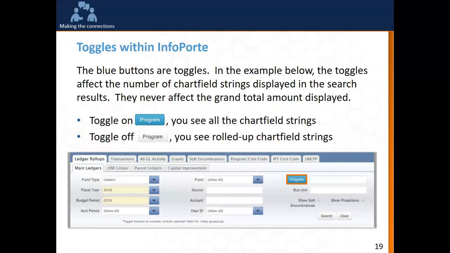InfoPorte has toggle buttons, and these are the blue buttons on various report pages. In the example below, the toggles affect the number of chart field strings displayed in the search results, but it's important to note that they don't affect the grand total amount displayed. So if a button is blue, then the toggle is on and you will see all the chart field strings for this example, and if the toggle button is gray, then it's off. In this example, you'll see rolled up chart field strings.